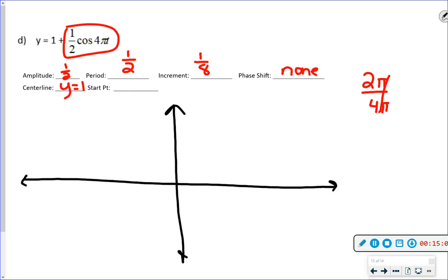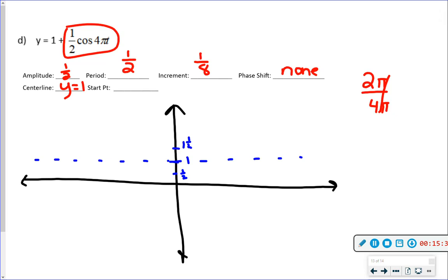Whenever you have a new center line, a vertical shift, always mark that first. So let's put our y equals 1 on. Now, this is going to be pretty tiny because your amplitude is a half. So if I go up a half, I feel like I need a note on here, not drawn to scale. If I go up a half, I'm at 1.5. If I go down a half, I'm at a half. So I'm going to try to keep it drawn in between 1/2 and 1.5. Okay, that's going to be good.